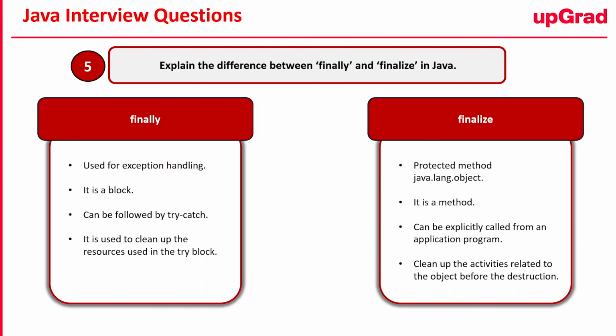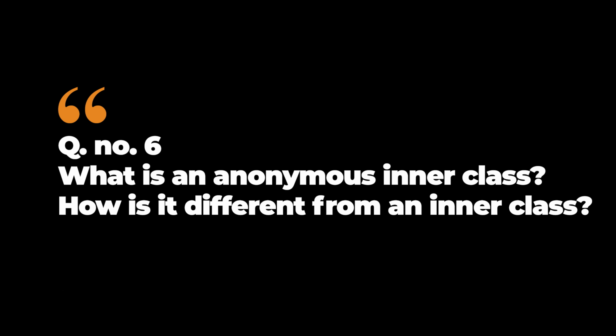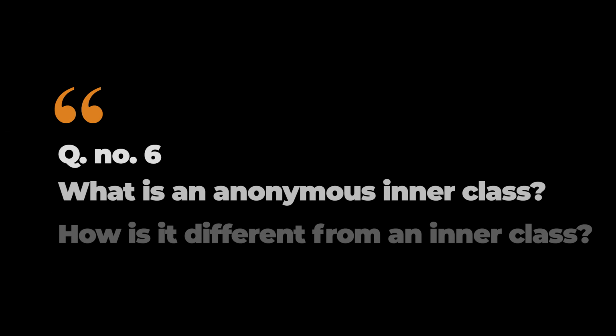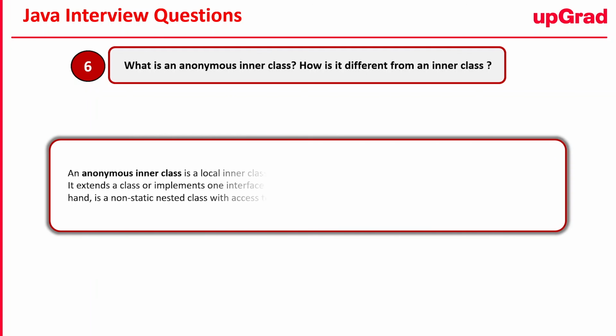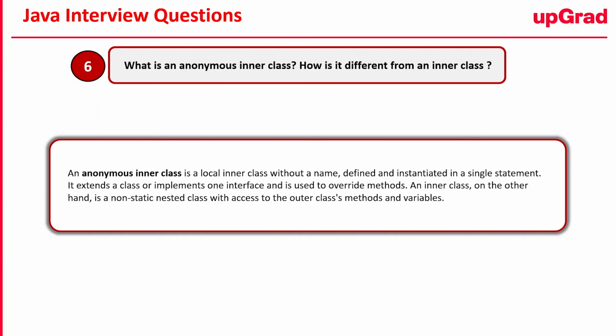Now moving on to the sixth question, which is: what is an anonymous inner class, and how is it different from an inner class? When discussing this in an interview, you might explain it like this. An anonymous inner class is a local inner class without a name, so it cannot have a constructor. It either extends a class or implements an interface and is defined and instantiated in a single statement. It's often used to override methods and can only implement one interface at a time.